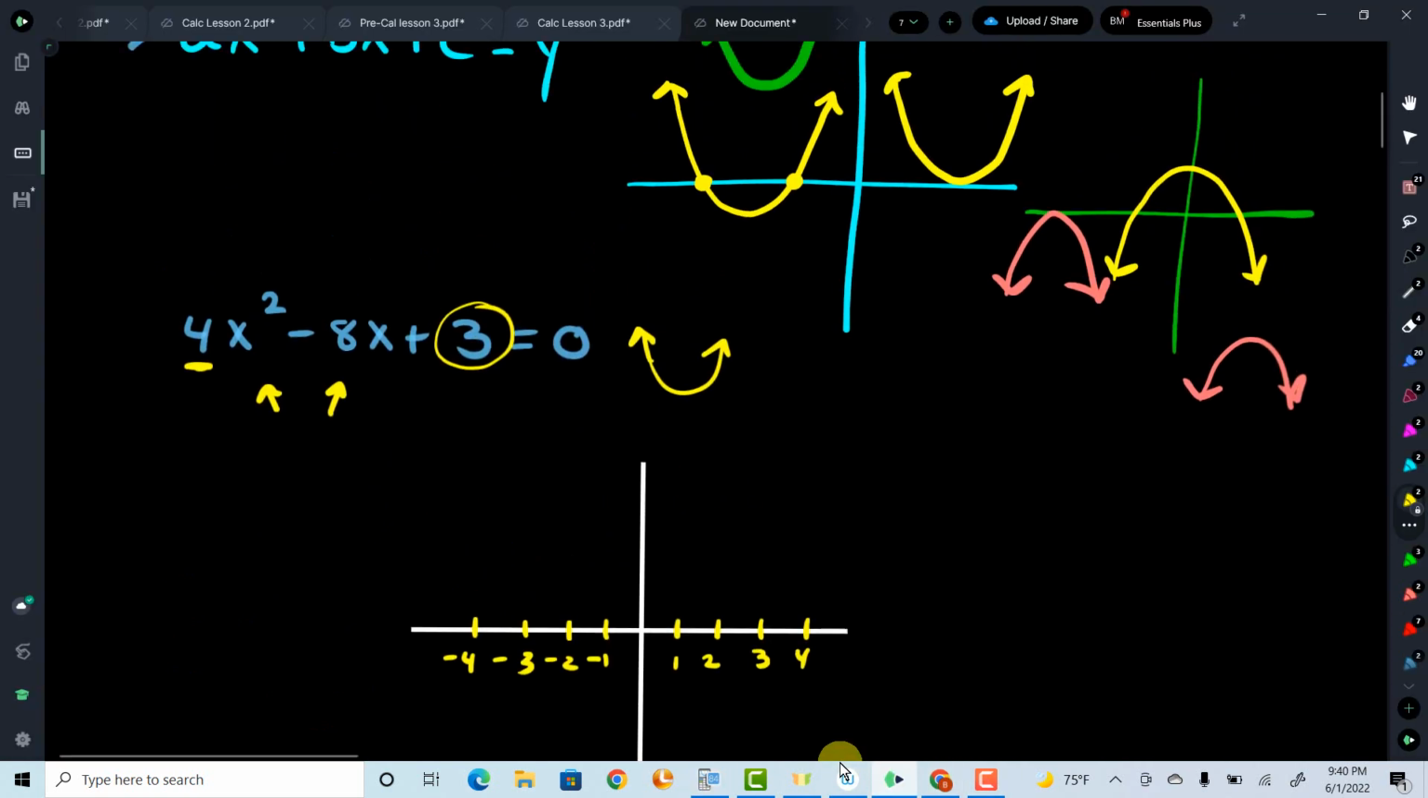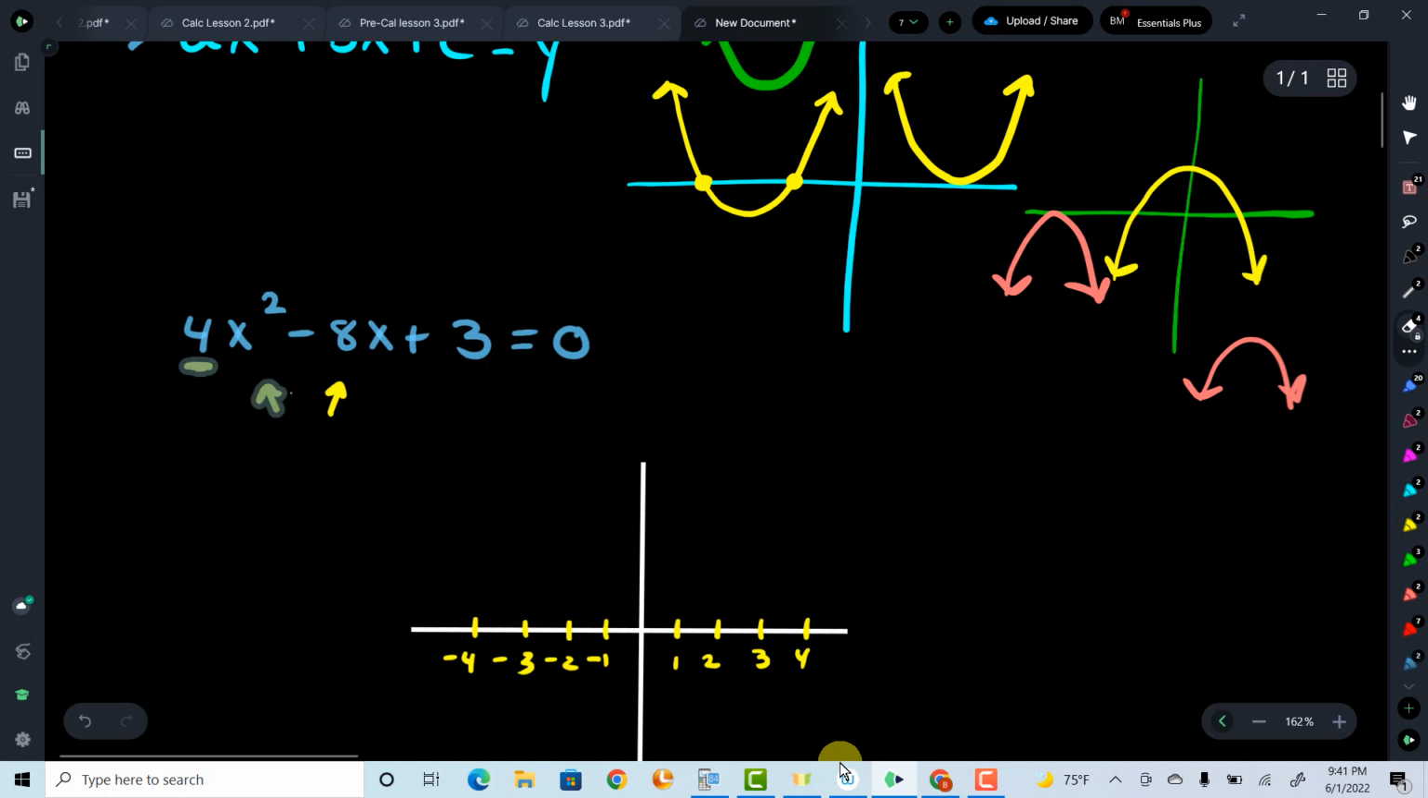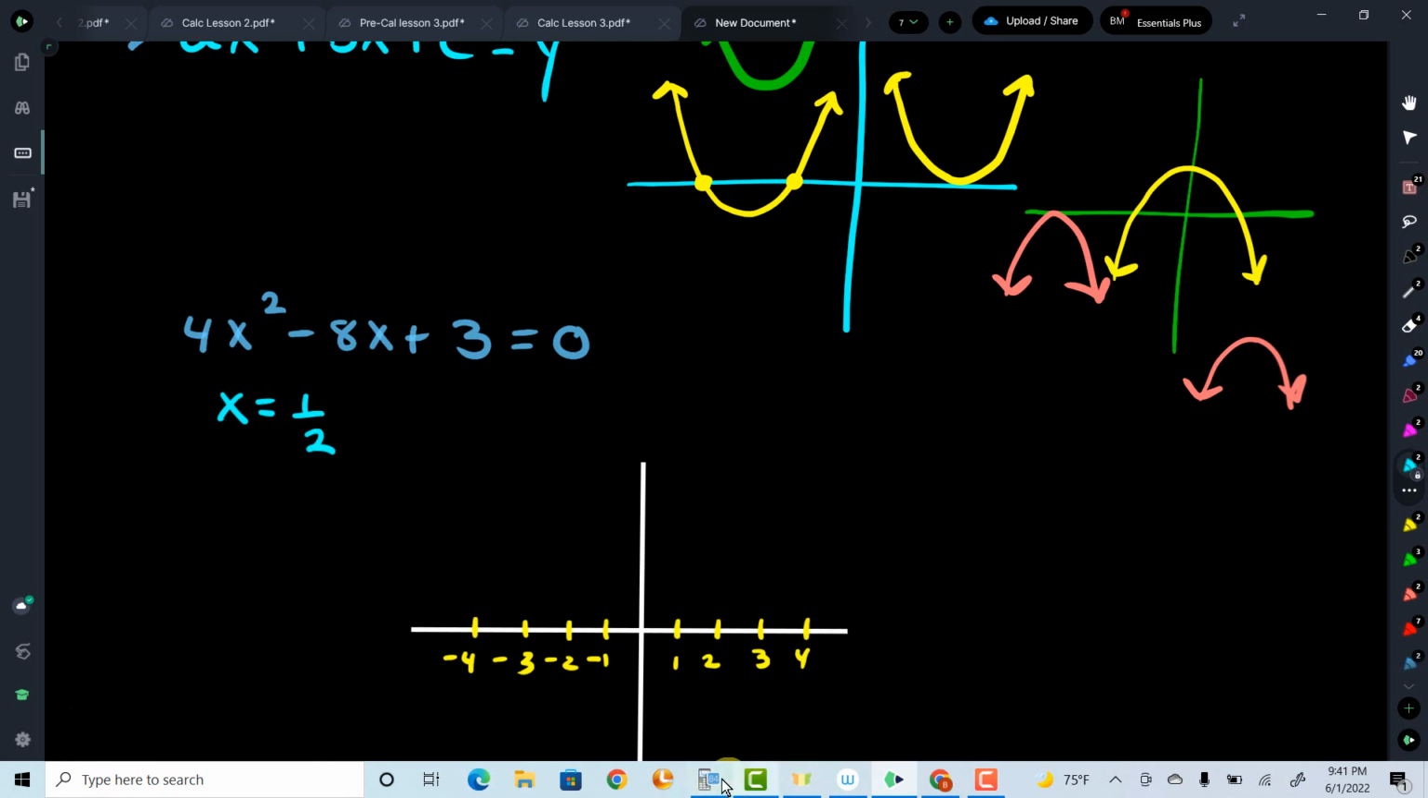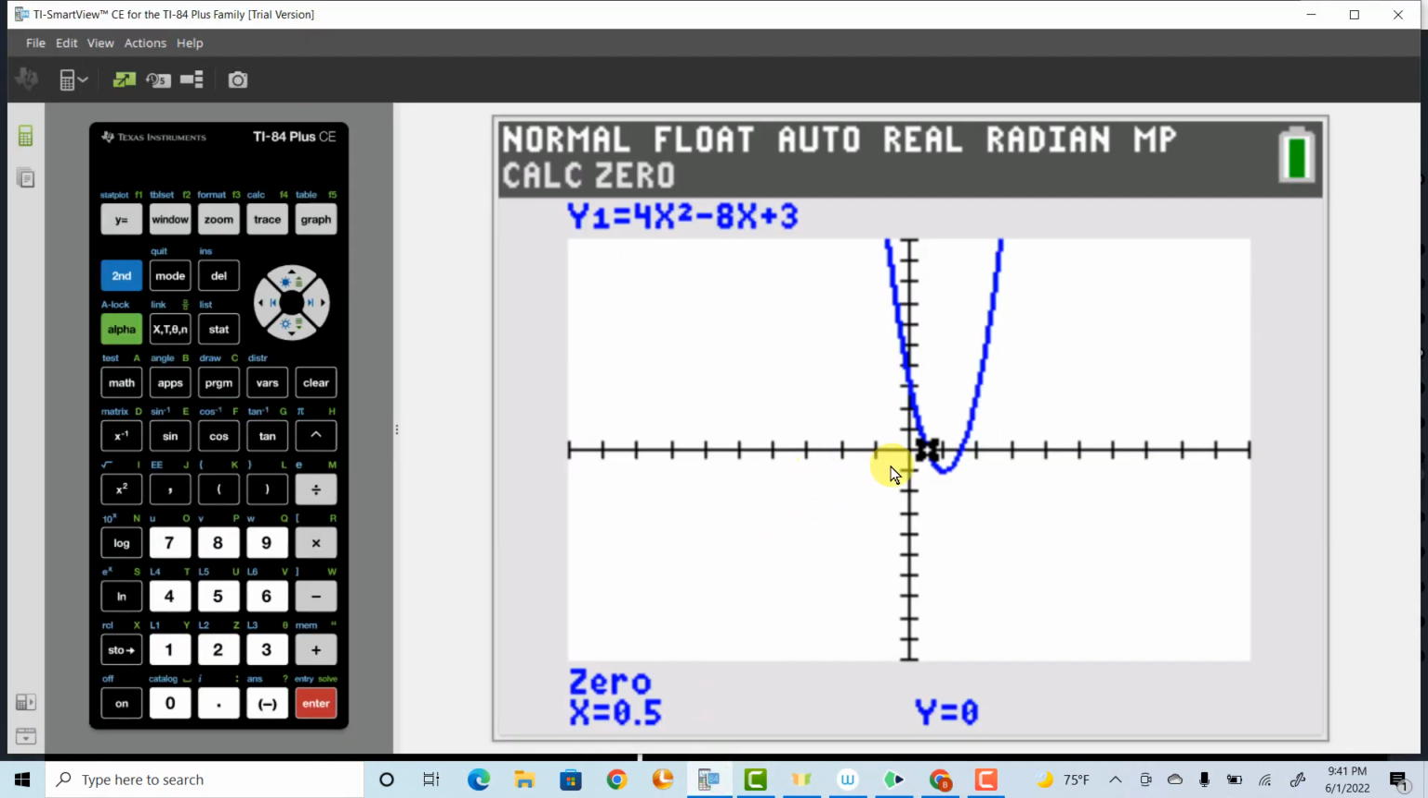Got a bunch of junk on the page here now, huh? Let me get all this out of the way. So one of my solutions is x equals 1/2. Now I know from the graph that there are 2 solutions. So I need to calculate this other solution right here. So we're going to do it again.